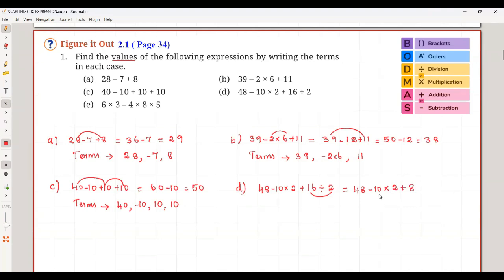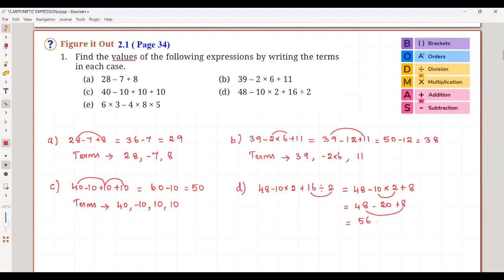Next, I have to do the multiplication. So I'll be getting 48 minus 10 into 2 is minus 20 plus 8. Next, I have to do the addition. 48 plus 8 is 56.